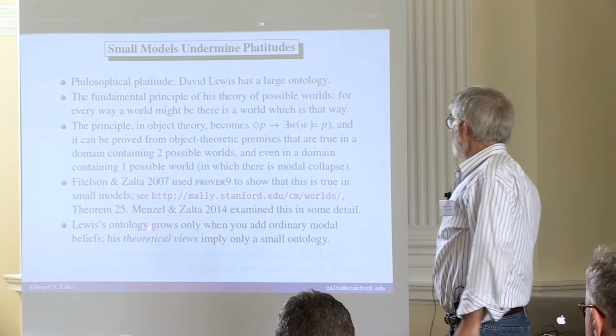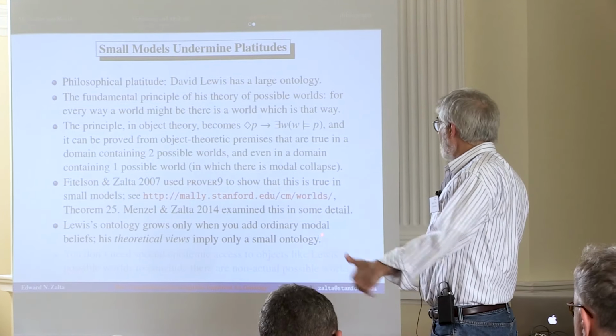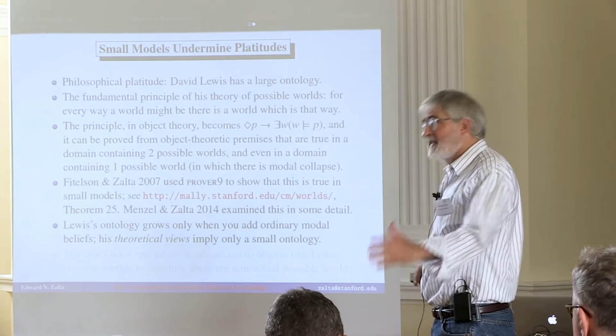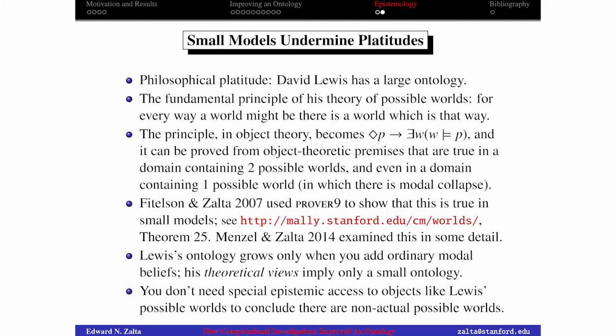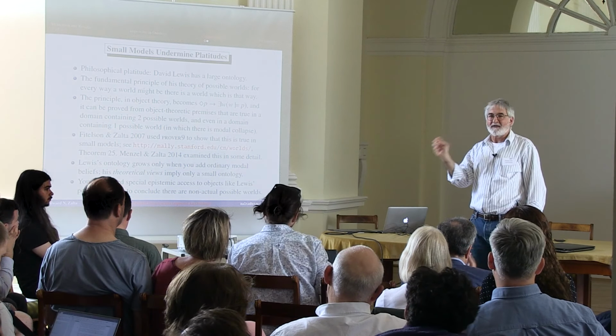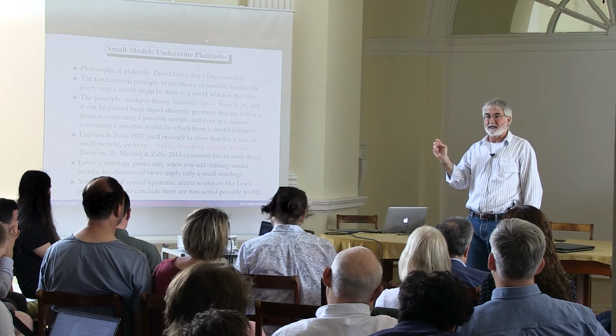So Lewis's ontology only grows when you add ordinary modal beliefs. But his theoretical views imply only a small ontology. So what it tells us is that if you prove facts about possible worlds this way, you don't need the epistemic access to all the objects in Lewis's ontology. All you need to do is show that the theoretical principle follows from very general philosophical principles.